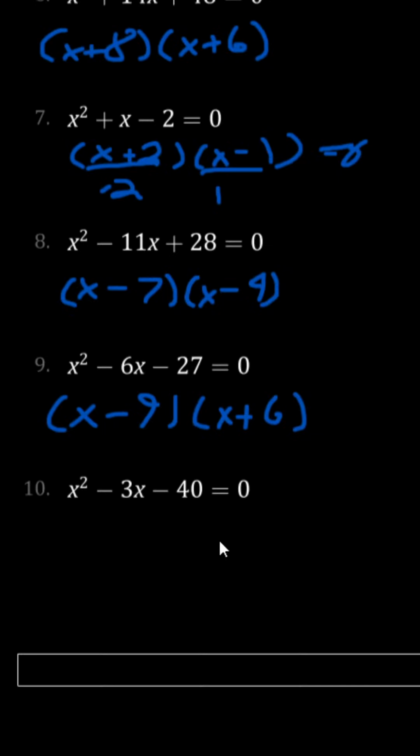X squared minus 3x minus 40. So we know the factors that we're going to use here are going to be relatively close together because we have a negative 3. So what are factors of 40 that are close together? I know 8 and 5 are probably the closest ones together that we can find. And it'll probably be a negative 8 plus a 5 to get negative 3.